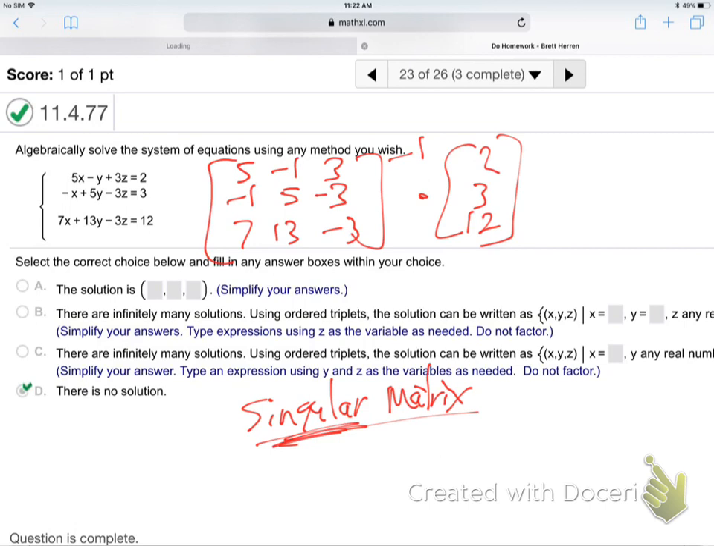Is there any number in the real number system that has no multiplicative inverse? 0. 0 has no inverse, right? 0 times what is 1? Nothing. Any other number has one: 7 times 1/7 is 1. Any other number has a multiplicative inverse, but not 0. So this is kind of like that.